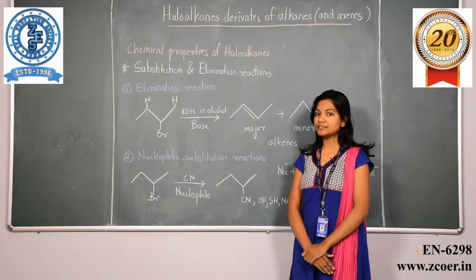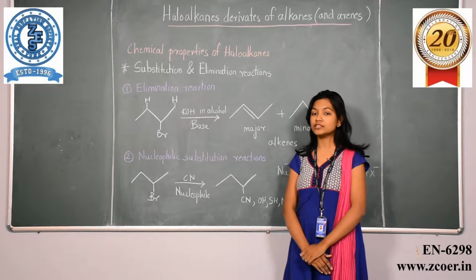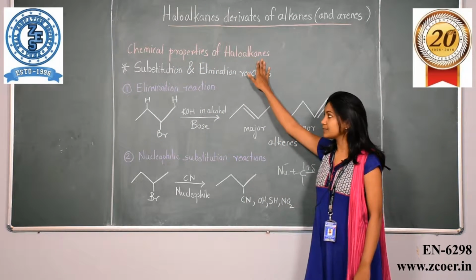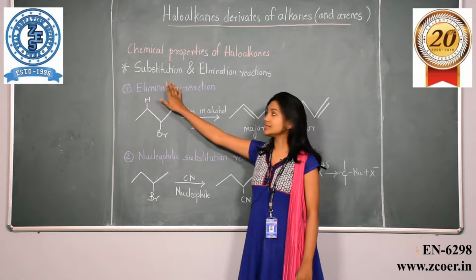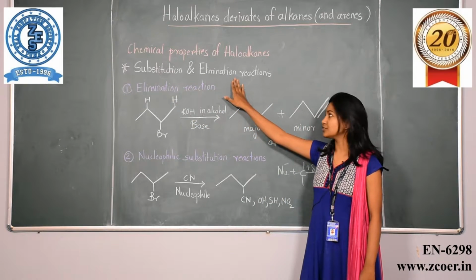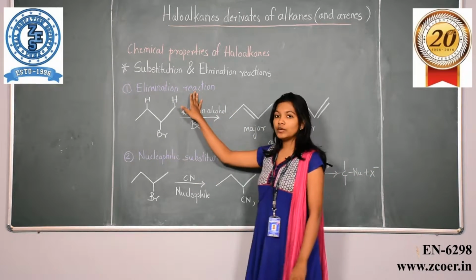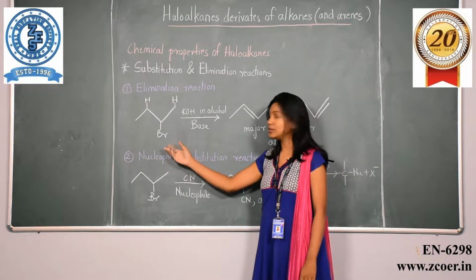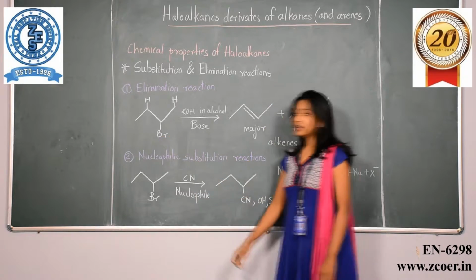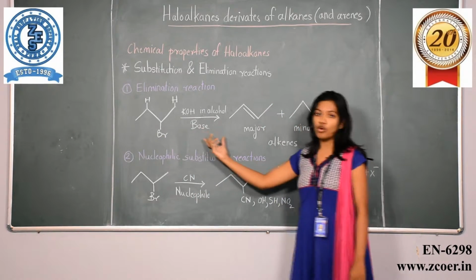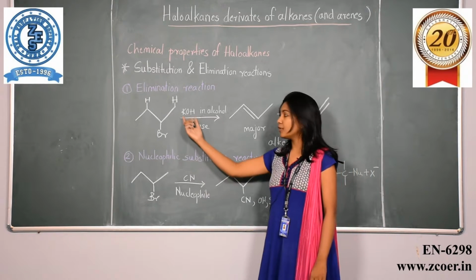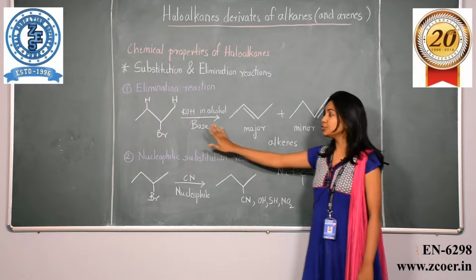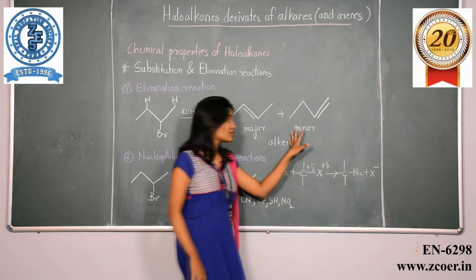After seeing the physical properties of haloalkanes, we will move towards the chemical properties of these haloalkanes. In that we will discuss the substitution and the elimination reactions. Firstly, we will see the elimination reaction. For that, we will consider an example of an alkyl halide which is reacted in the presence of a basic solution of potassium hydroxide in alcohol. Due to the reaction, there is a formation of an alkene.